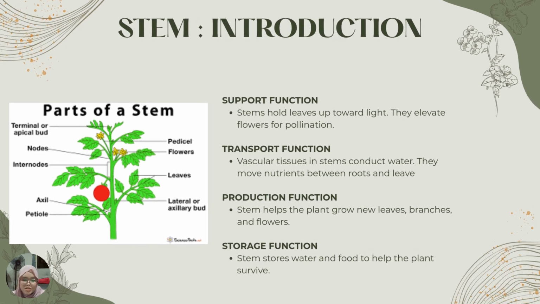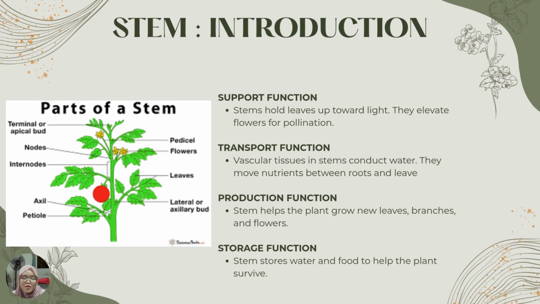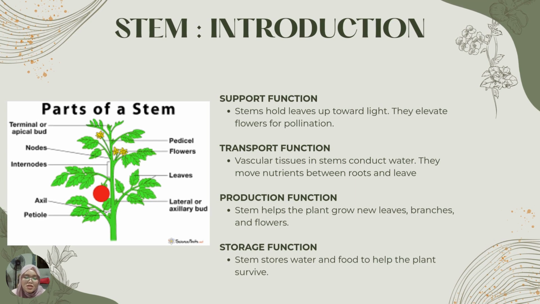Stems. Support function: stems hold leaves up toward light. They elevate flowers for pollination. Transport function: vascular tissue in stems conducts water. They move nutrients between root and leaf. Production function: the stems help the plant grow new leaves, branches, and flowers. Storage function: stems store water and food to help the plant survive.